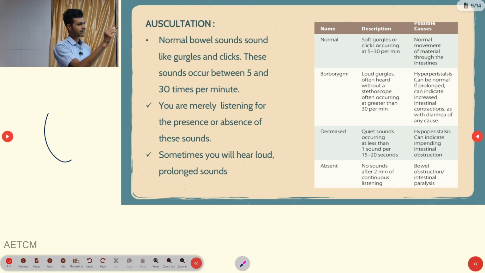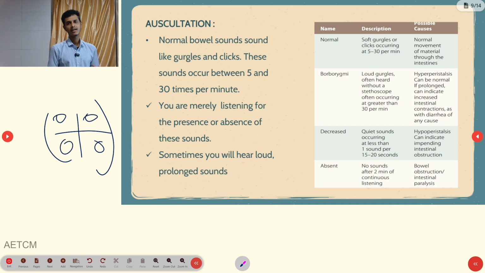So auscultation-wise, we have four quadrants: right upper, left upper, right lower, left lower. We can place the stethoscope in each quadrant and auscultate the sound, and then come to a conclusion whether it is increased, hypoactive or absent.